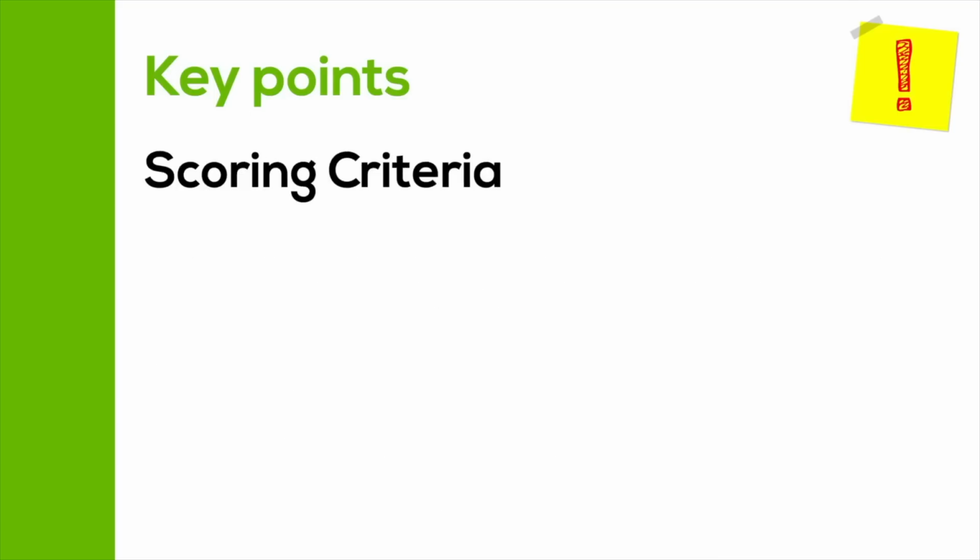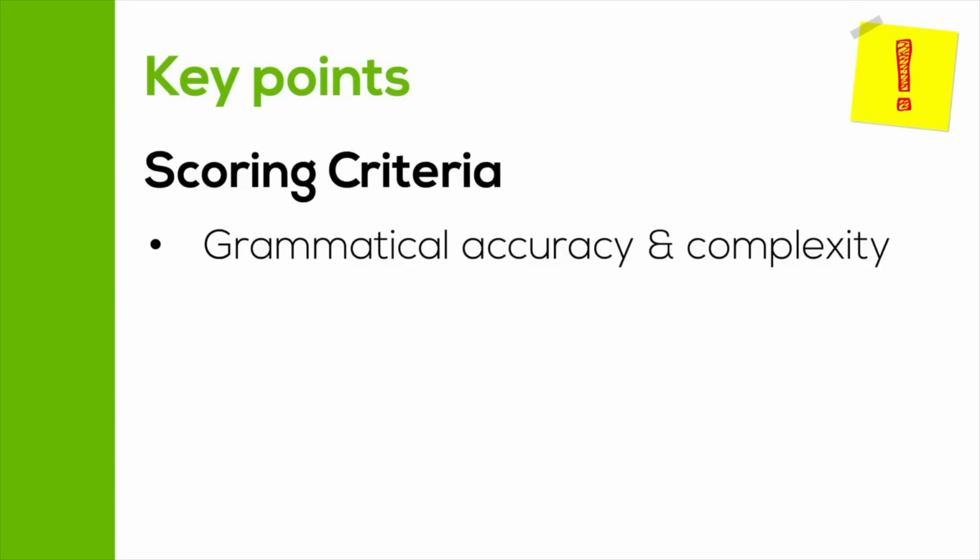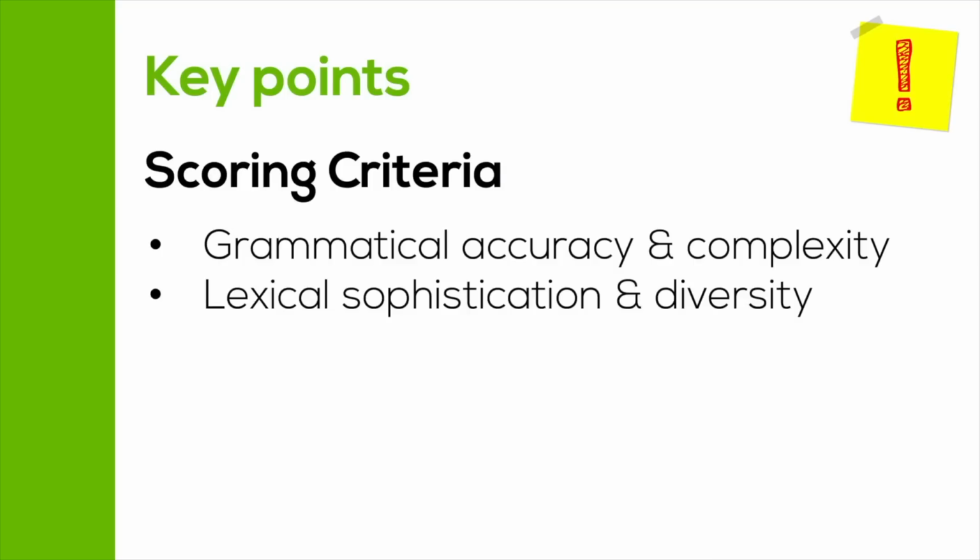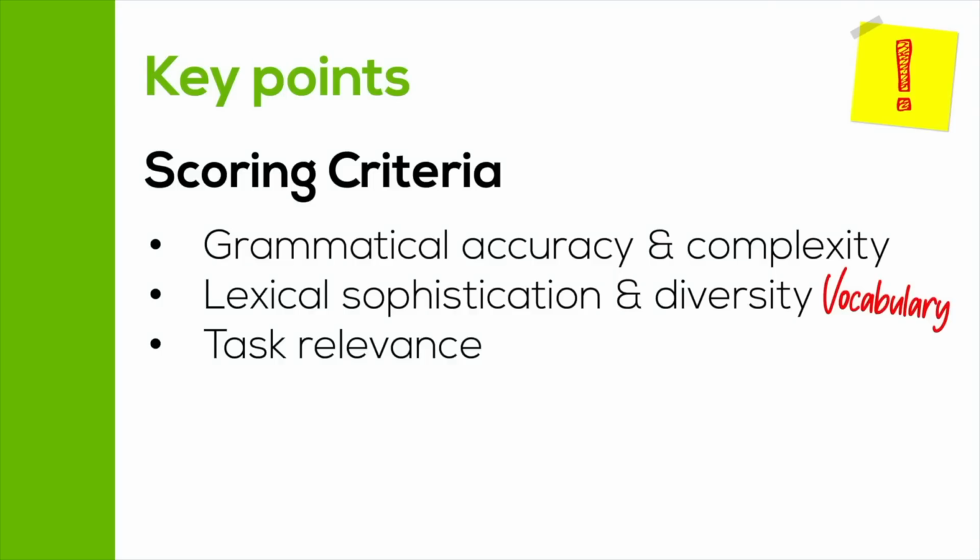And you are scored in these important ways. First, grammatical accuracy and complexity. This means, are you writing correct sentences and are you using a range of grammatical structures, simple structures and more difficult structures? The next point is lexical sophistication and diversity. This is all to do with your vocabulary. Are you using correct words and a range of different vocabulary items? Third point is task relevance. This simply means, were you able to answer the question correctly?